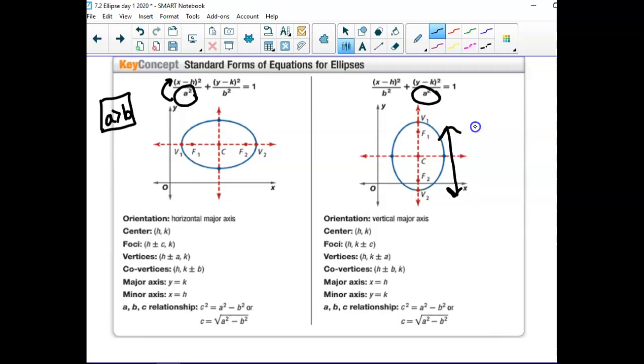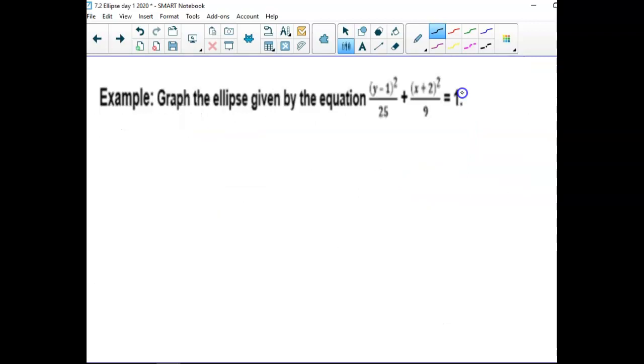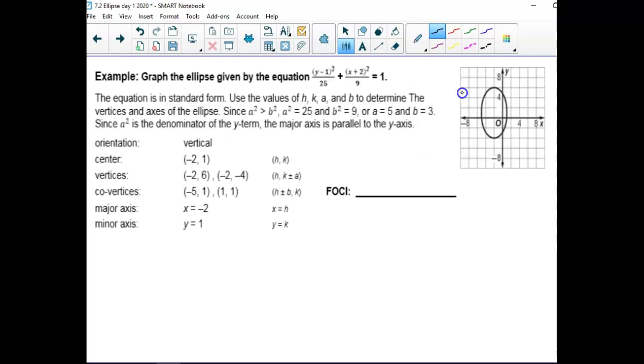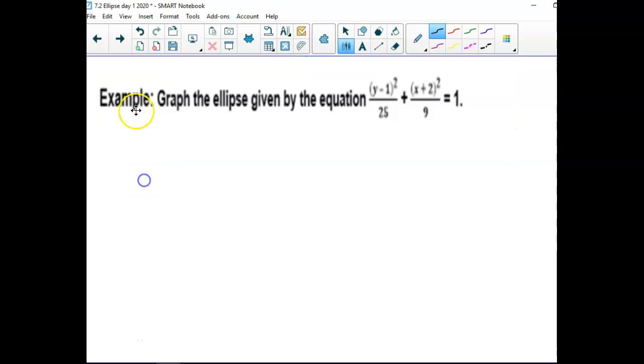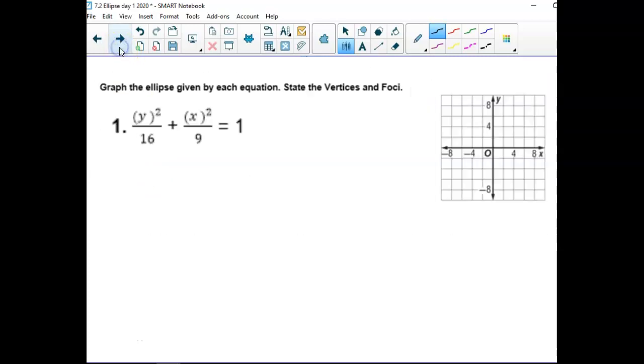Okay. So before we go any further, we are going to look at this example. That one's done for you, actually. I'm going to skip to this one. Oh, this is a really easy little baby one. So where's the center here, guys?